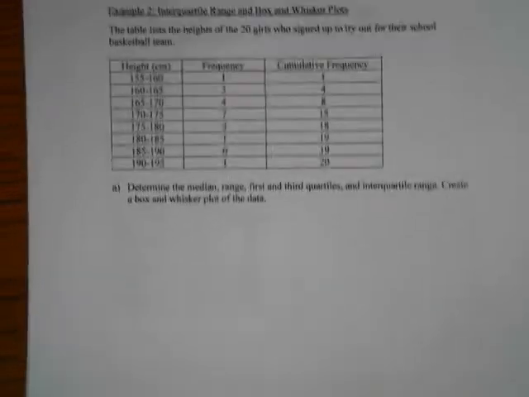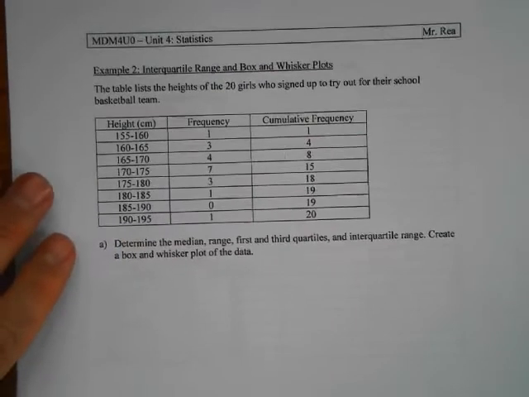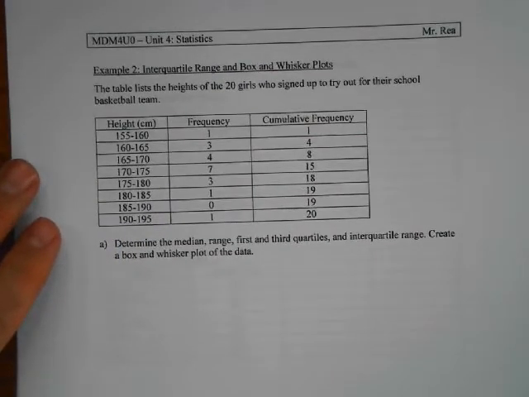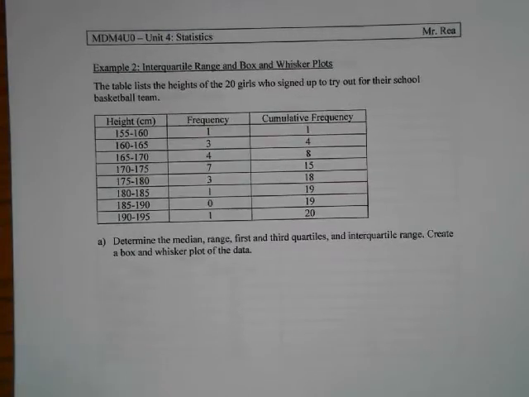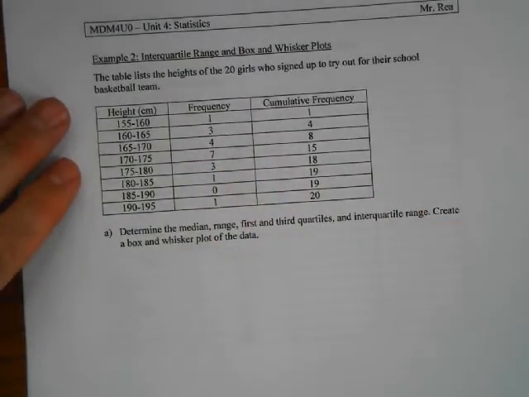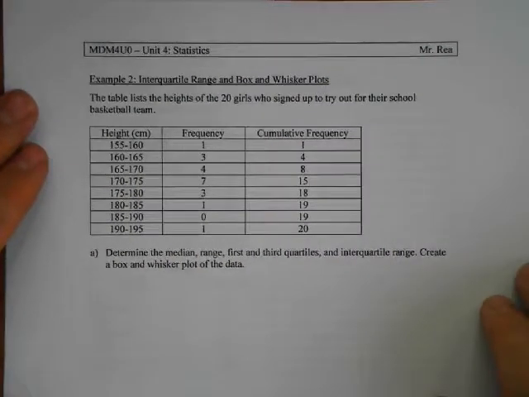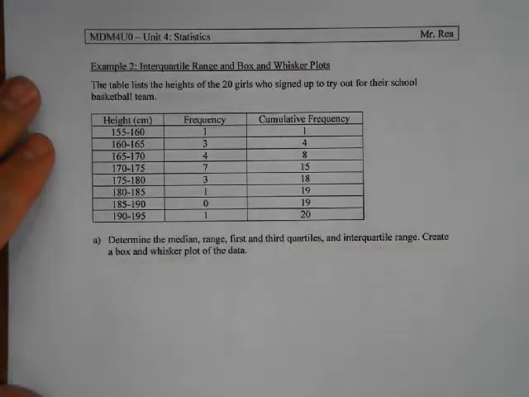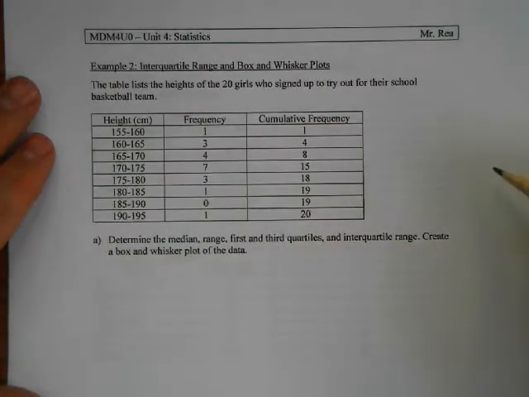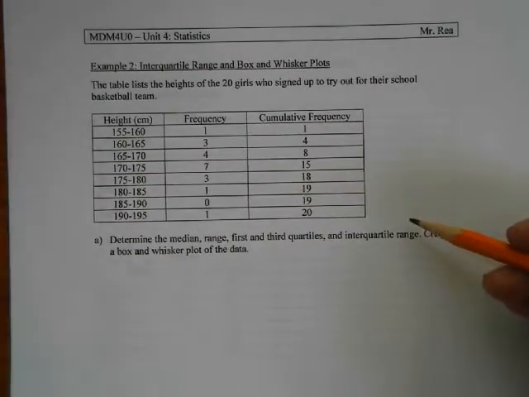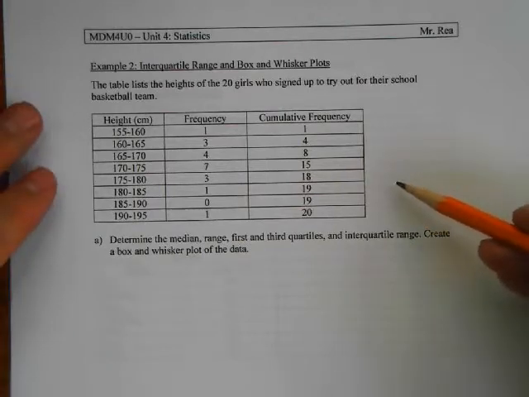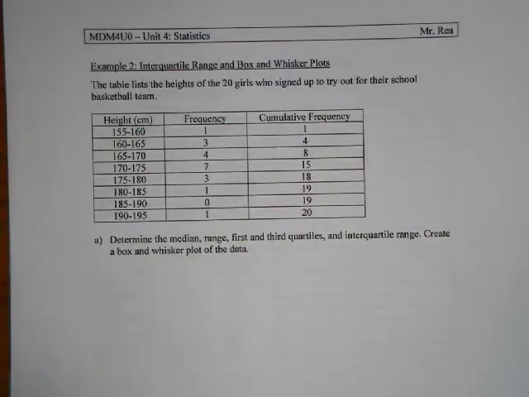Okay, let's continue on with example 2. In example 2, we are looking at the other measurement of spread for medians. So this is using quartiles. There are quite a few parts to this question, with different calculations. So let's look at some of the things that we're going to need to talk about, the definitions.